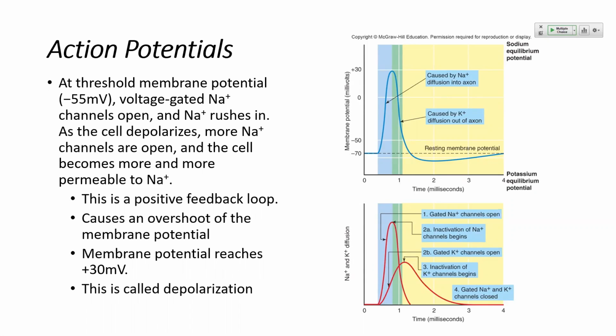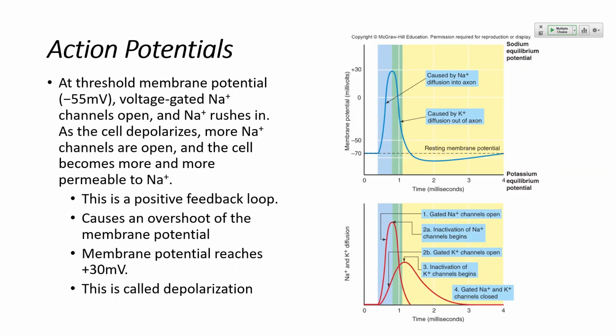At threshold, the membrane potential gets to negative 55. The voltage gated sodium channels open up because of those two gating mechanisms that we talked about. Sodium now rushes into the cell according to its electrochemical driving force. The cell is said to be depolarized here.